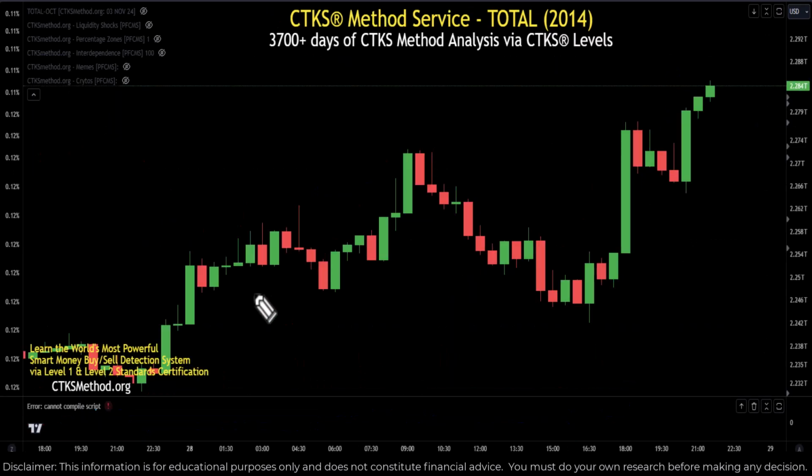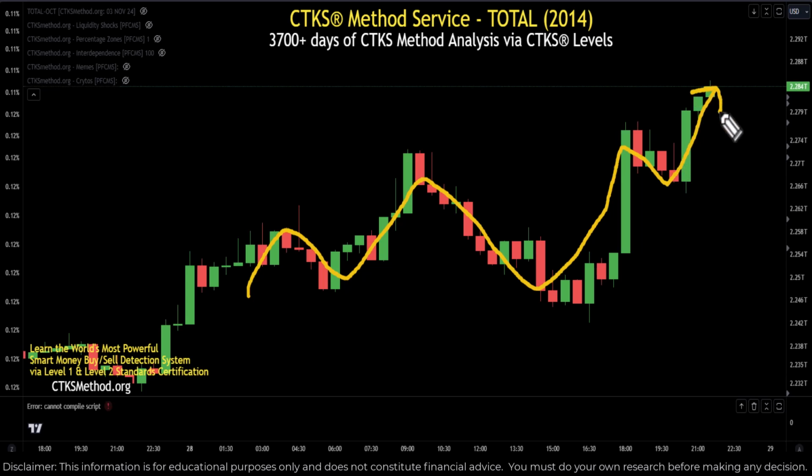Looking across charts is one thing, and understanding how different charts impact price action. That's a really important thing that you'll need to be able to do.